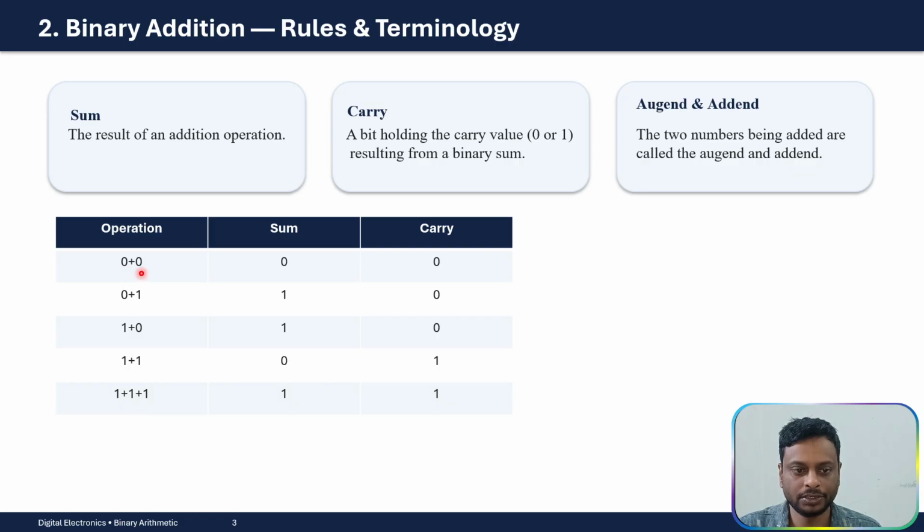So 0 plus 0: the sum is 0 and the carry is 0. 0 plus 1: the sum is 1 and the carry is 0. Similarly 1 plus 0: the sum is 1 and the carry is 0. What is 1 plus 1? The sum is 0 and the carry is 1. So we have a carry bit here. Then 1 plus 1 plus 1: the sum is 1 and the carry is 1. This is how binary addition is done, with these 2-bit cases and this 3-bit case.